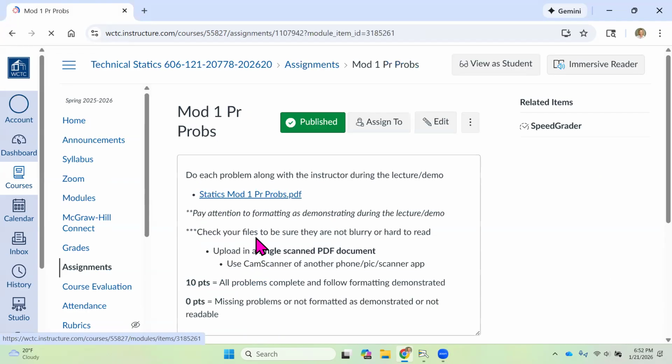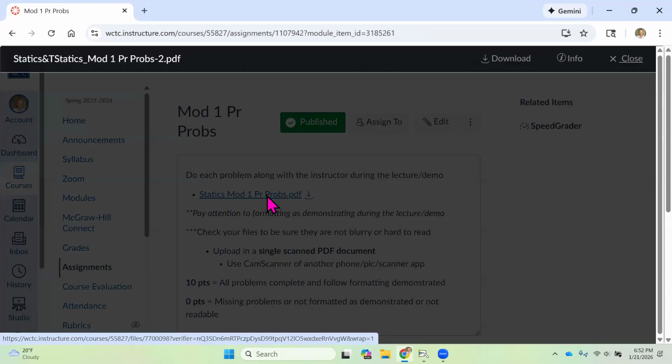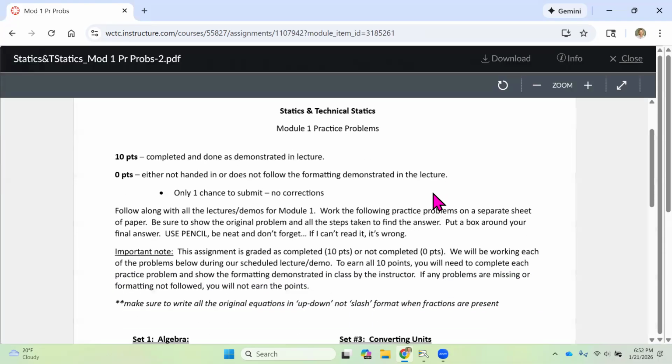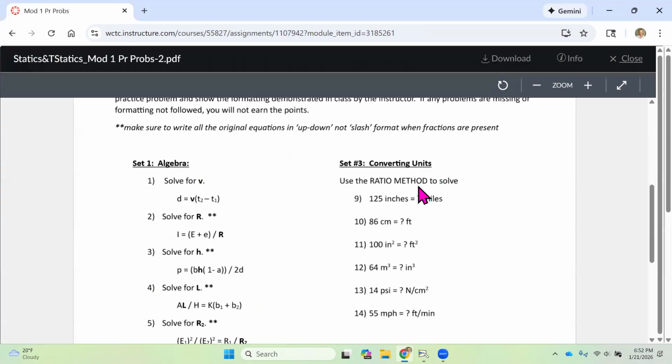So if we click on the practice problems, you're going to notice that there is a link here to the PDF. If I click on it, it is going to be here. Now, for those who are virtual, you don't need to print this off. For those who are in class, I print off any handouts that we have for a particular module, so you get the benefit of that. And the hard copy is here just for reference. You won't be handing in the hard copy.